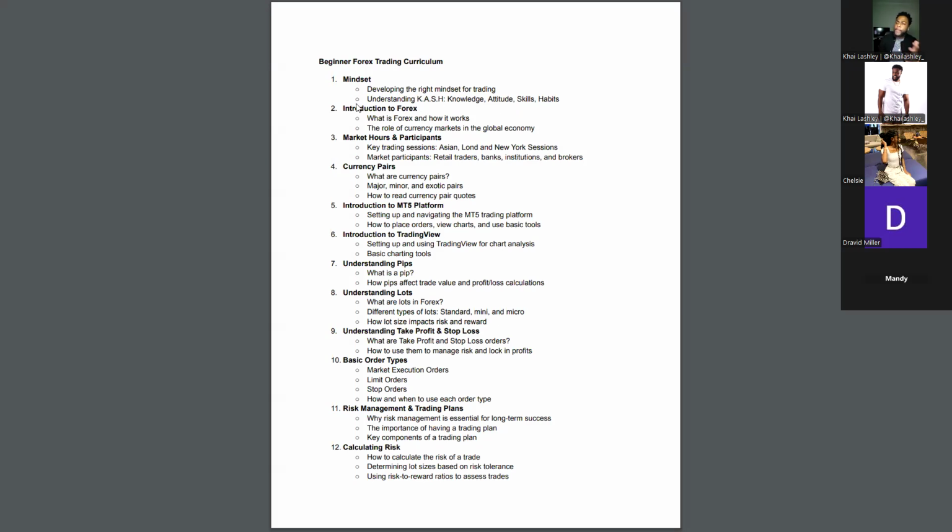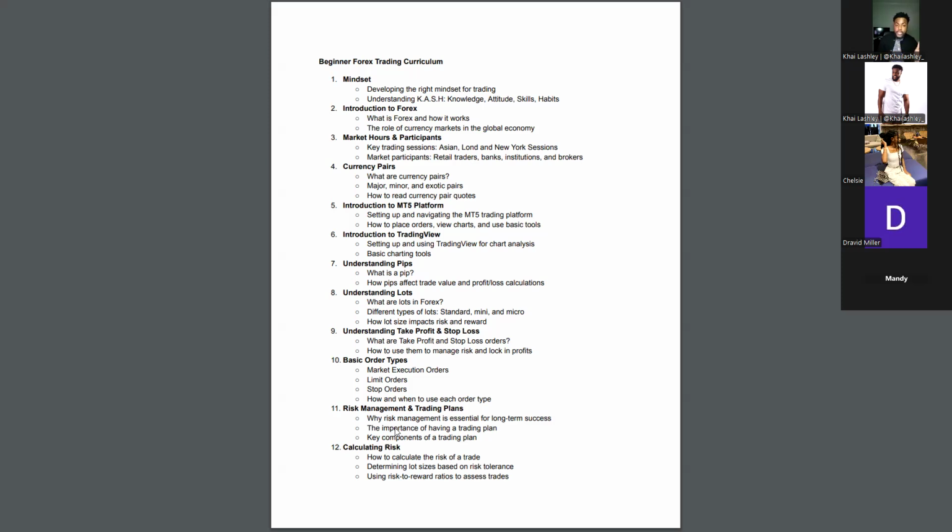Am I at number one? Number two, three, four, five, six, seven? I want you guys, just by looking at this, to put in the chat where you're at. Are you stuck on understanding pips, understanding lots, trying to understand take profits and stop losses, or the types? Where are you at in this process?